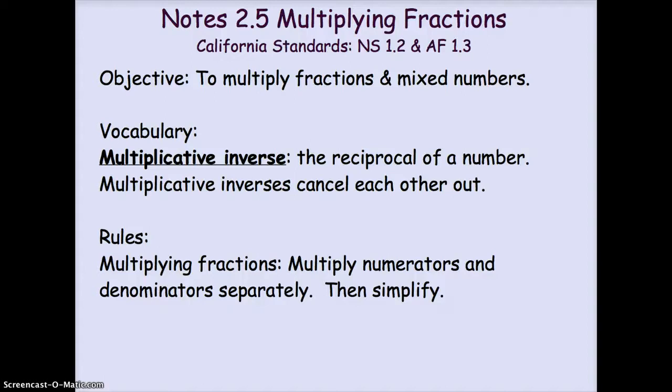Okay, today's objective obviously is to multiply fractions and mixed numbers, which again is review. However, we are going to be adding in a lot of negatives, which make it very tricky, so I want you to be careful. One vocab word for today is the multiplicative inverse. The reciprocal of a number, the multiplicative inverses cancel each other out. So if you have 2 over 1 times 1 over 2, they will cancel out and simply be 1.